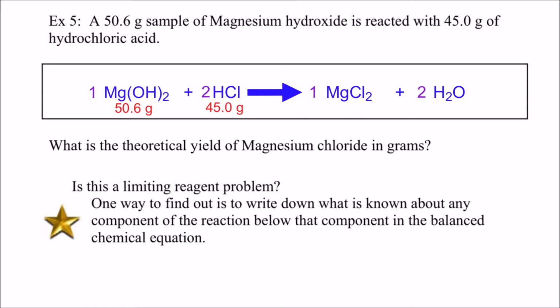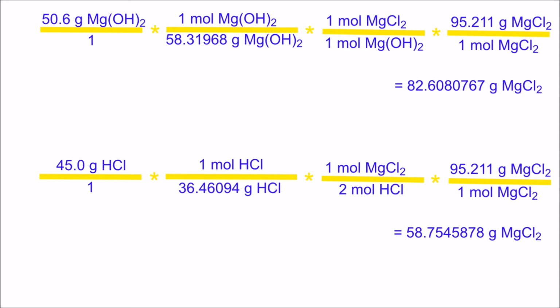Again, we could have chosen any product we want, but it made sense to choose magnesium chloride because that's what it asked me for. And once we've made that choice, you have to use the same one for both of your calculations. So the smaller amount is the theoretical yield of magnesium chloride. So we need to come up with the correct answer with sig figs. Alright, and so we have 58.8 grams of magnesium chloride as our theoretical yield.